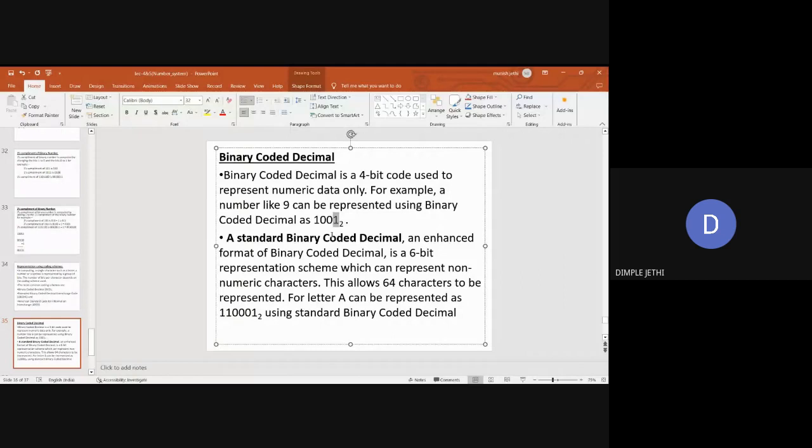But that is not enough, because 0 to 9 we have 10 numbers, and how many alphabets we have? A to Z, 26. So 16 will not cover my basic alphabets and numbers even. So this was not sufficient, so it was made a 6-bit code. 6-bit code means 2 raised to power 6. How many combinations can be created? 2, 4, 8, 16, 32, 64. 2 raised to power 6 is 64. So we could create 64 unique combinations of 0 and 1 if we are using a 6-bit code.